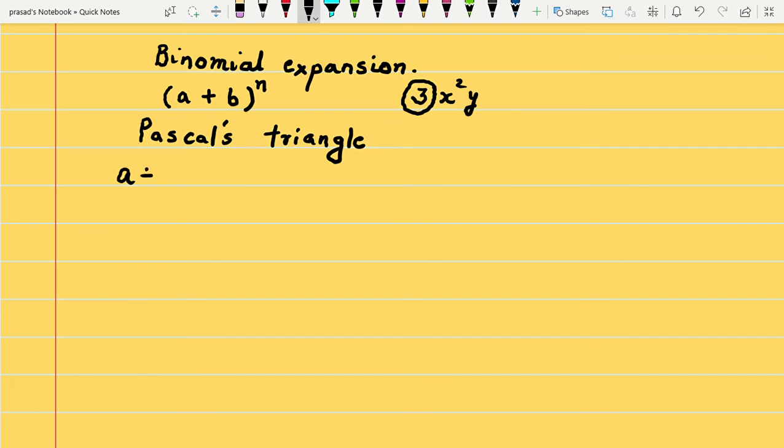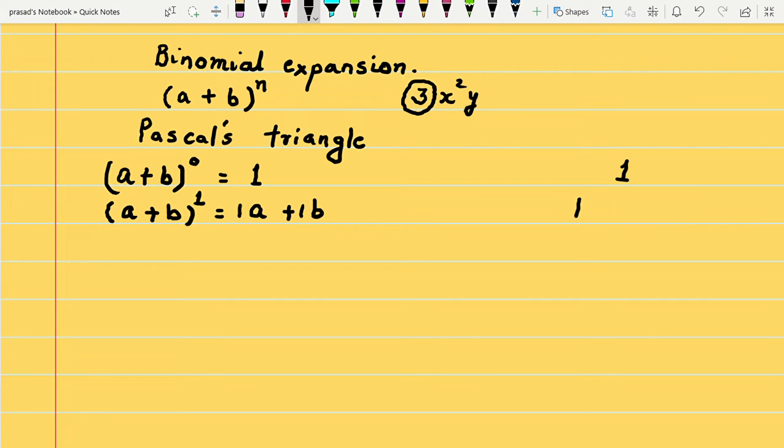First is a plus b to power 0. Now as you know already, anything to power 0 is 1. So I'll just write 1 here. Then the next expansion is a plus b to power 1, and anything to power 1 is the same thing. So I'm going to get a plus b. So the coefficients here are 1, 1. So I'll write here 1, 1.